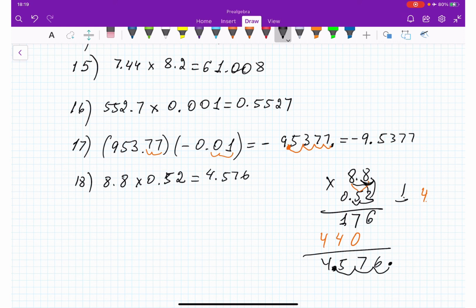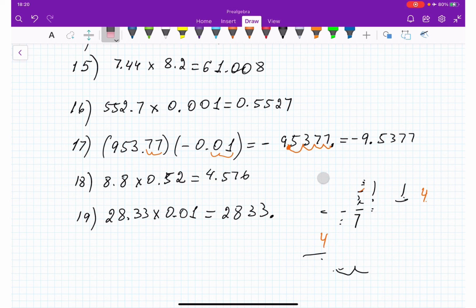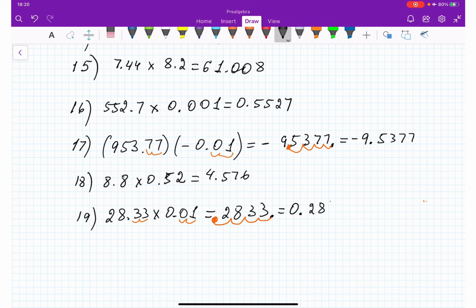Number 19. We have 28.33 times 0.01. So all I have to do is multiply by 1, which is going to be the same number, 2833, and the decimal notation is going to be here, right? And then how many total decimal positions do we have? 4, right? Both numbers have 2 decimal positions, 1, 2, 1, 2. So it's going to be 4, which means I'm taking the position from here and going backward, 1, 2, 3, 4. This is going to be 0.2833.